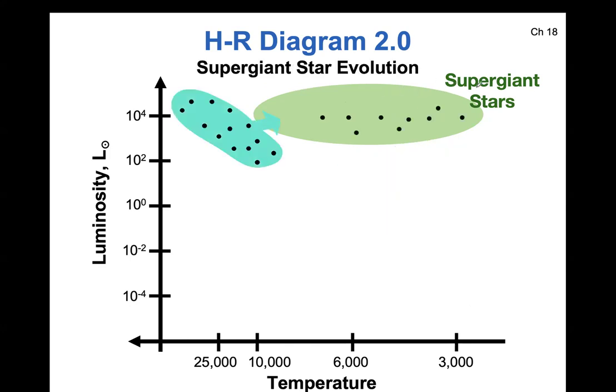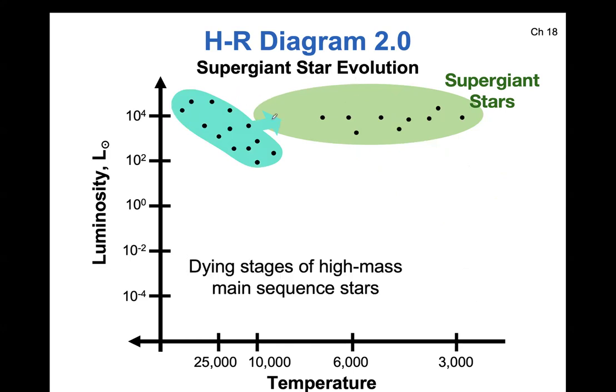Okay, but on to supergiants. Where do they come from? Well, they are stars that evolved from high mass stars. So the really big main sequence stars, the ones that don't live very long, when they leave the main sequence, when they run out of hydrogen to fuse into helium, they become supergiants.